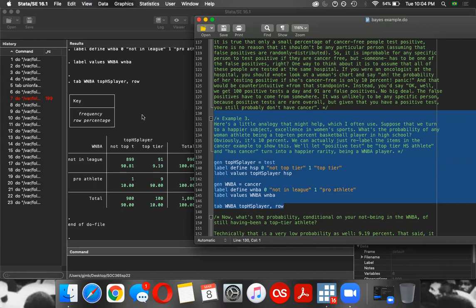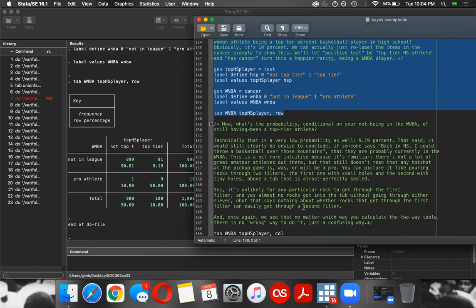So basically, if we look at this with row conditional probabilities, we can see kind of a similar story to what we were looking at before. If you were not in the WNBA, you weren't a professional women's basketball player, you had a high probability of not being a top tier athlete, and you had a low probability of being a top tier athlete in high school. And overall, the probability of being a top tier athlete in high school was also small. Conversely, if you were a pro athlete, you had a very good chance of being a top tier athlete in high school. There was only one person that somehow made their way into the league without having been a top tier athlete, which makes a lot of sense.